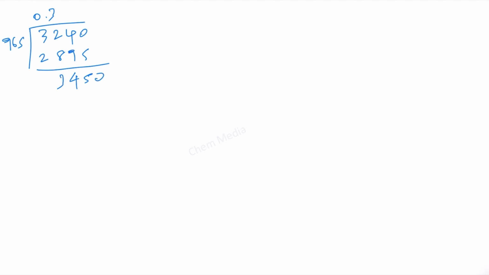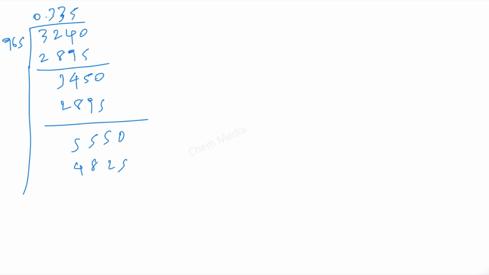Once again we can't divide it, so put as 0. Again 3 times, so 2895 again, 5 here, 14 minus 9, therefore 5, 13 minus 8, 5. We can't divide once again, therefore put as 0 and then 5 times will be 4825 and then 5 here, 4 minus 2, 2 and then 15 minus 8, 7. Once again we can't divide, so put as 0. 7 times will be 6755.